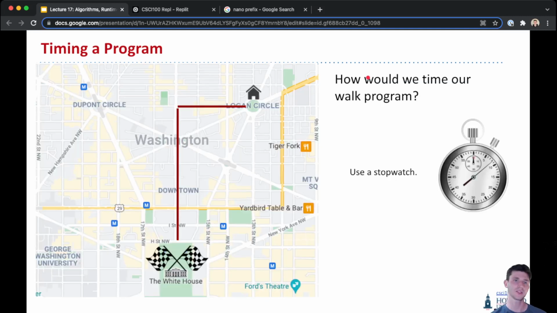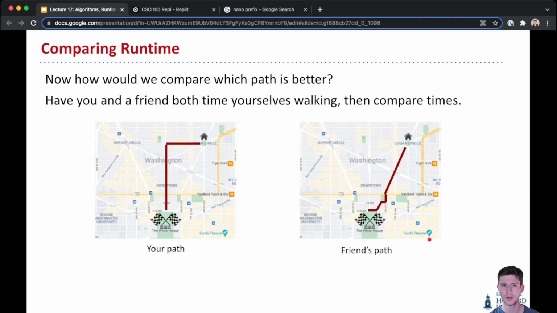Well, let's think back to our tourist problem. What about here? How would we measure how efficient our algorithm was, the solution our algorithm came up with? Like, we could use a stopwatch, and you could time yourself starting from Logan's Circle, walking all the way to 16th, and walking down for the solution. But if we want to compare our algorithms, how do we figure out which one's better?